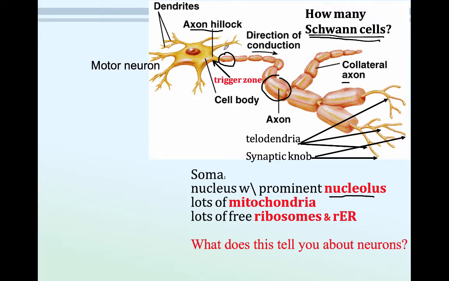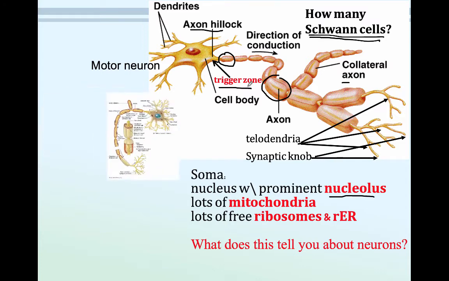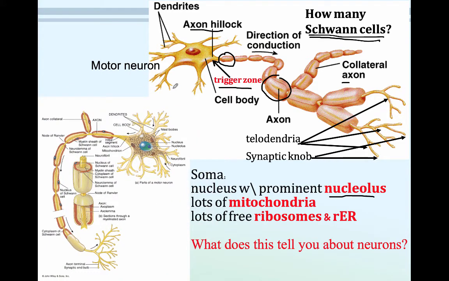Then this important part that we find right here is really the trigger zone. The trigger zone is the area where the action potential is first created or generated, and we'll talk about that in later videos. Here's a different depiction of a multipolar or motor neuron. And so again, the dendrites, the cell body, now they are showing you the mitochondria. Unfortunately, they're not showing you the rough endoplasmic reticulum. And then here is the axon, collateral axon, Schwann cells creating the myelin as we go along.